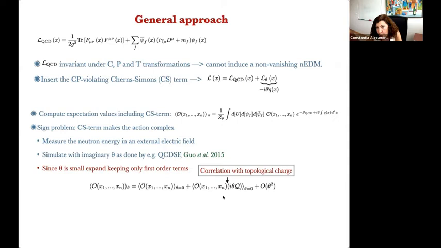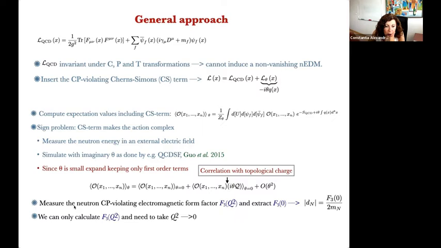basically Gaussian around zero. So this is the name of the game now, and this is not at the same level of precision as the previous calculations I was talking about. But this is the approach we are going to take in order to compute the electric dipole.